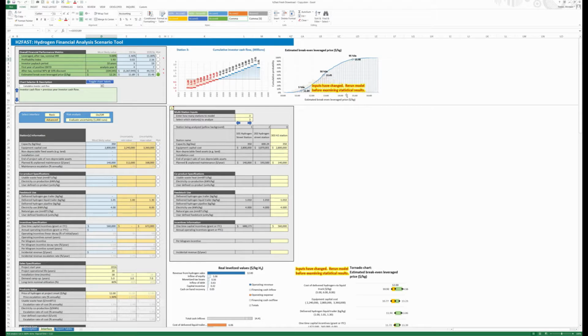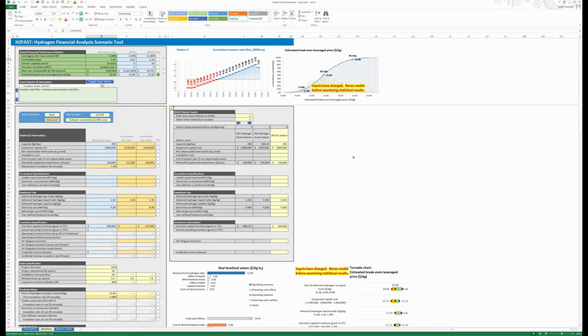One thing I'll point out is, since we haven't run statistical analysis for the distribution, the charts will give you a warning so you're not misled. If you want statistical distribution of the results, rerun the model.